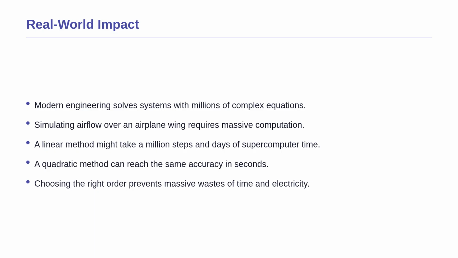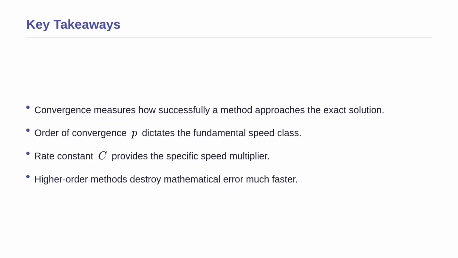We have covered a lot of ground today, so let us summarize the most important ideas. First, convergence measures how successfully a numerical method approaches the true, exact solution. Second, the order of convergence dictates the fundamental speed class of the method, such as linear or quadratic. Third, the rate constant provides the specific speed multiplier for that particular class.